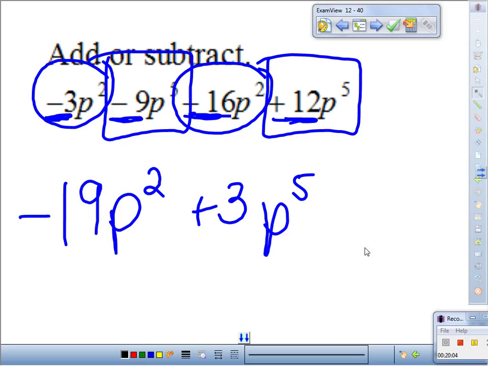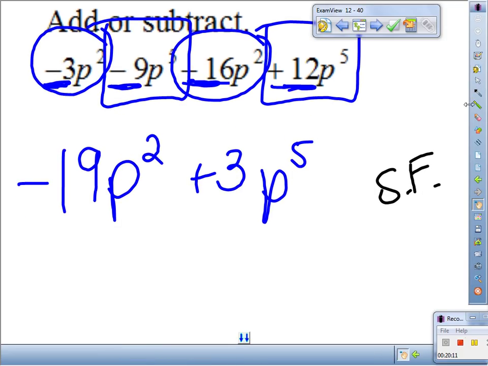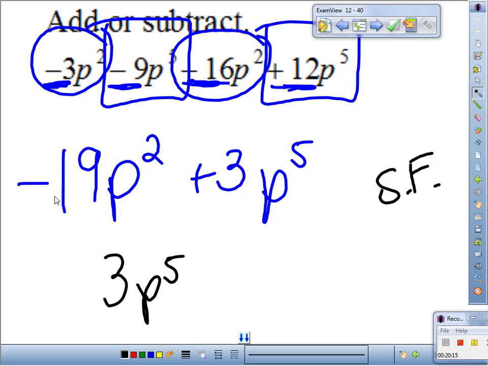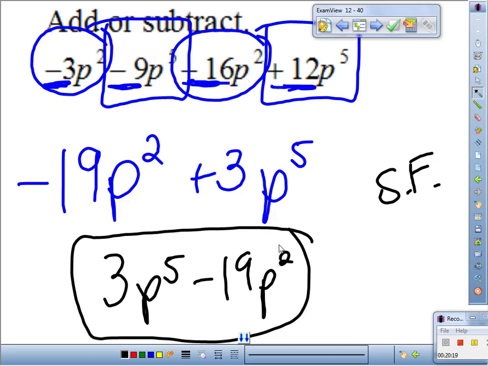Last thing to check, is it in standard form? No, that means I need to rewrite it. Is that correct? Which one goes first? 3p to the fifth, and at the end, negative 19p to the second. Make the change if you didn't do that, please.